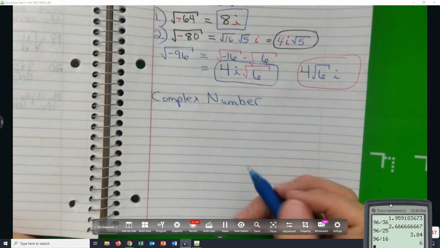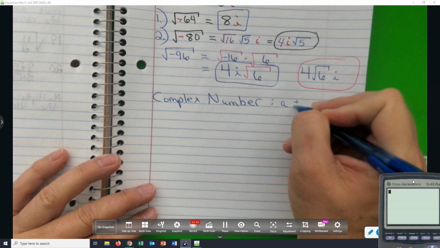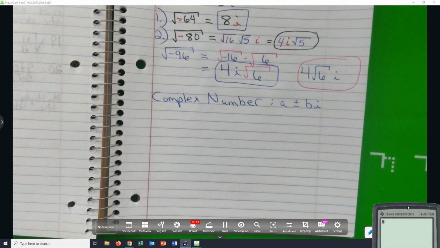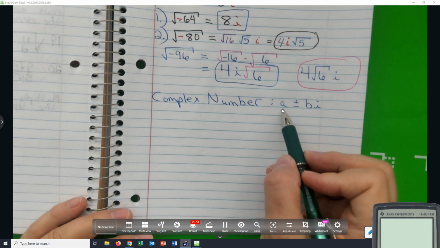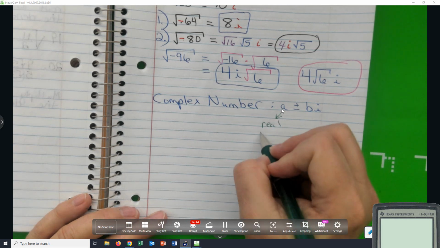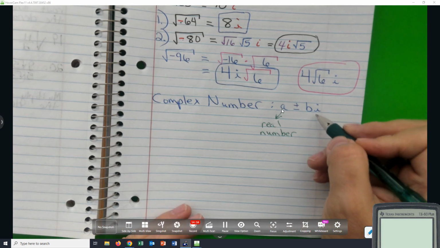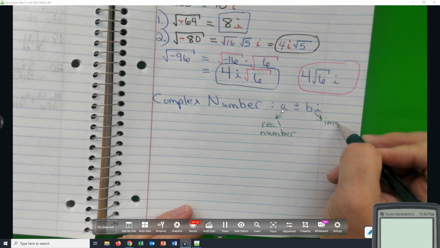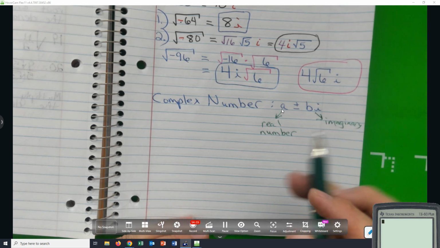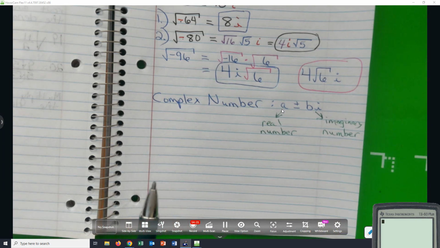Okay. A complex number is any number that can be written in the form a plus or minus b times I. Notice this thing doesn't have an I attached to it. It's a real number. This thing here has an I attached to it. That's the imaginary number. So a complex number is the sum or difference of a real number with an imaginary number. And the algebra involving complex numbers is amazingly similar to just the algebra of variables.